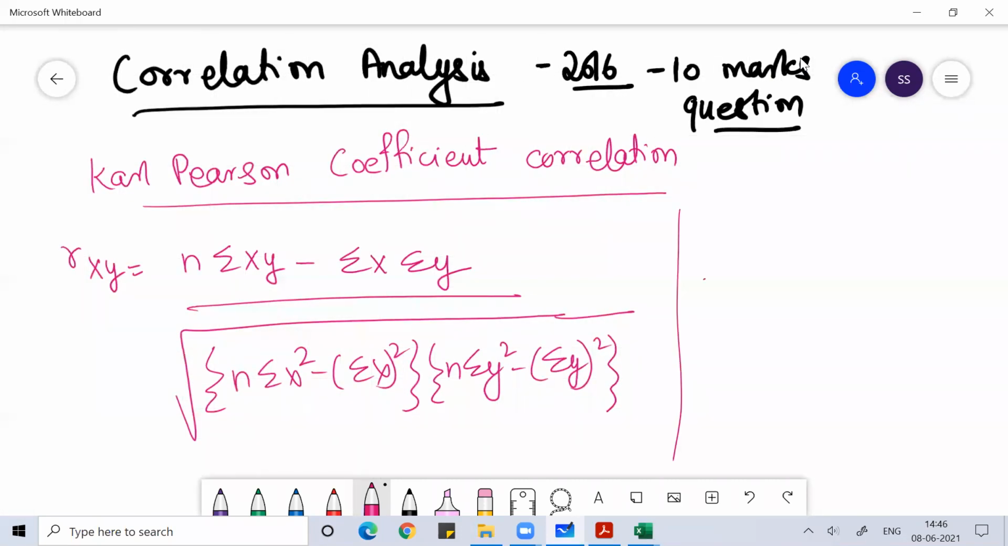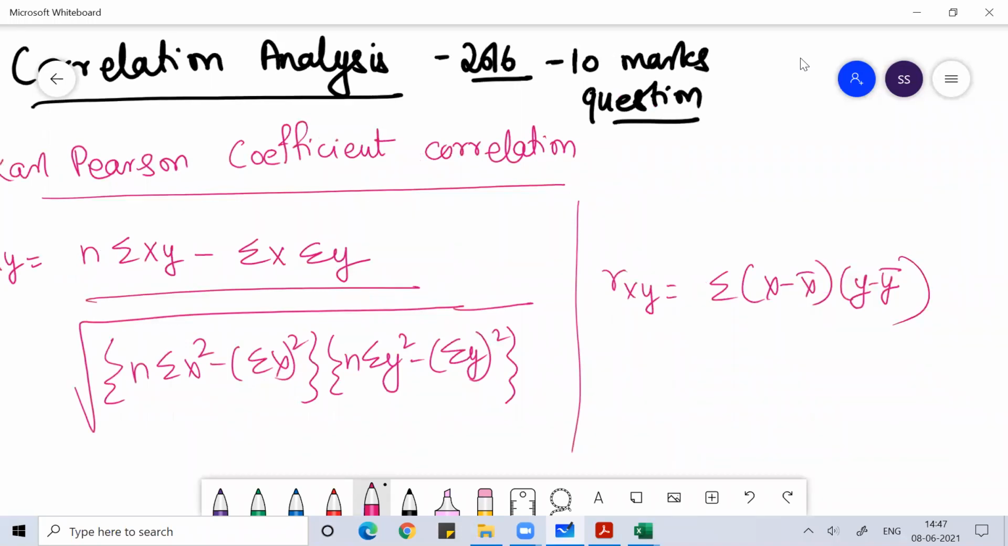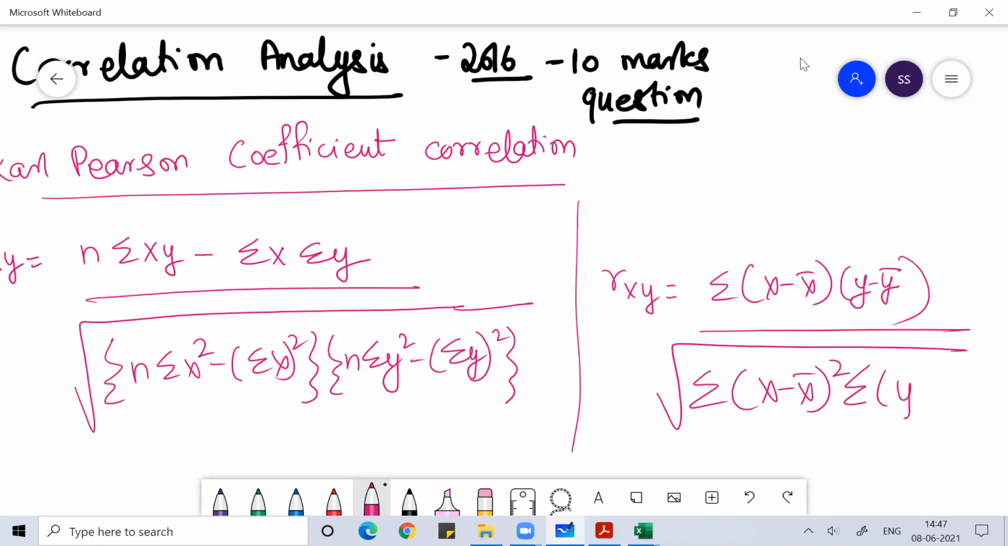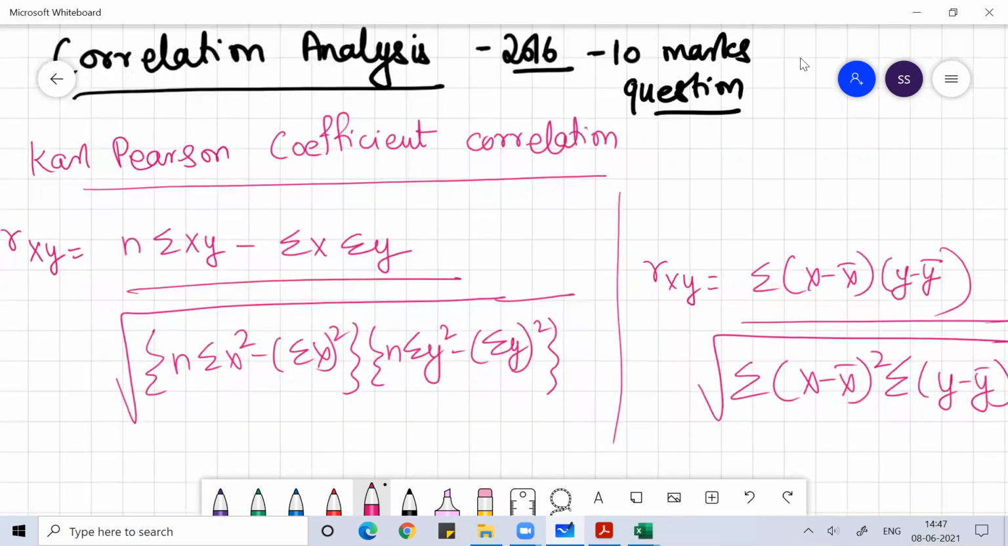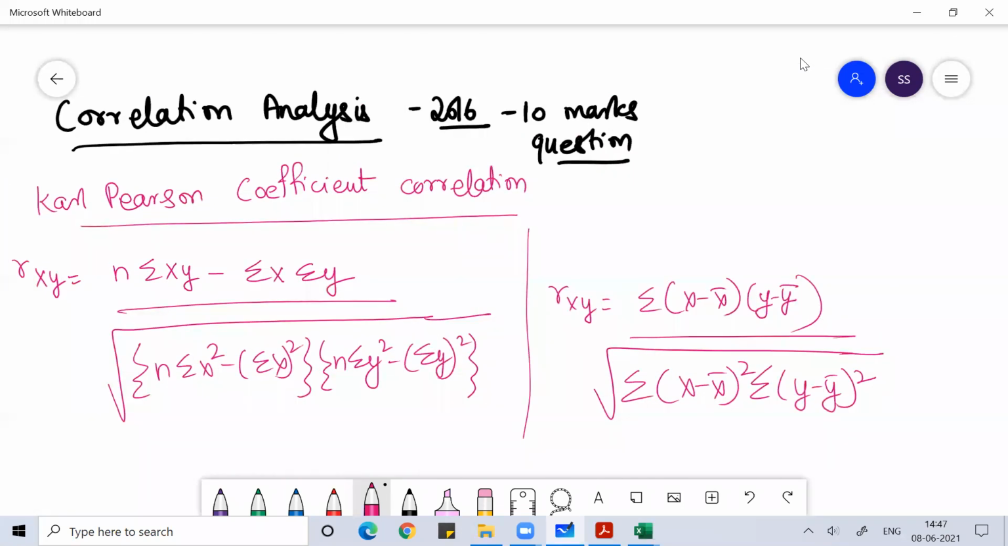The other formula of R is summation of x minus x bar into y minus y bar, where x bar and y bar are the average values, divided by the square root of summation of x minus x bar whole square, into summation of y minus y bar whole square. With this formula, you can find R, the coefficient of correlation. The coefficient of correlation between two variables should be between -1 and +1. You cannot get a value lesser than -1 or bigger than +1. So this is the formula, guys. I hope you are clear with it.